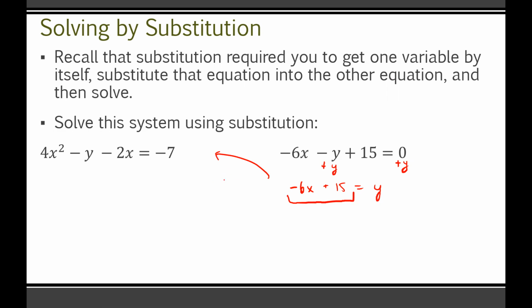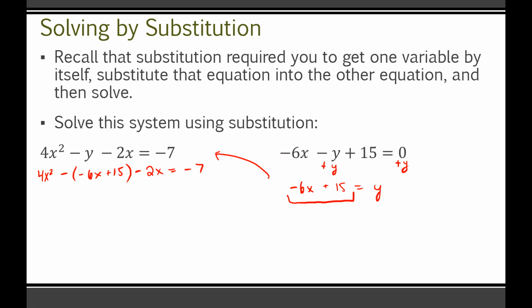What I mean by that is anytime that I see y in this other equation, I'm going to replace it with this negative 6x plus 15. So here we go. We got 4x squared minus y, so minus and then in brackets negative 6x plus 15. Those brackets are going to be really important. Minus 2x equals negative 7. The reason those brackets are really important is because of this minus sign out here. Because it was minus y, we have to take away negative 6x plus 15.